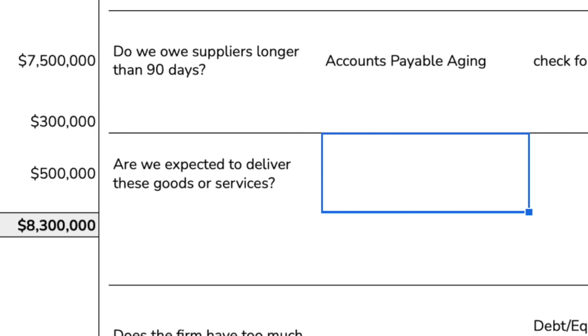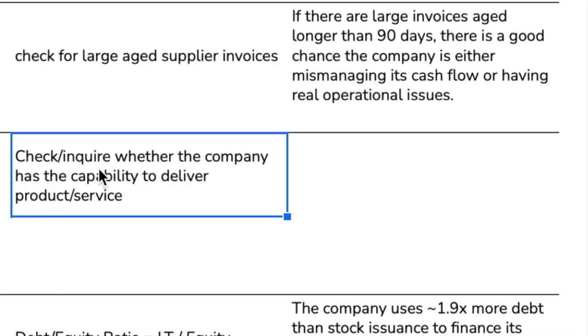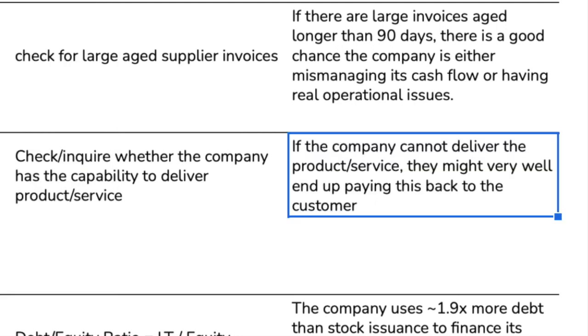And the support I'm going to be asking for is as follows. I'm going to ask to see a breakdown by customer and by product of this balance, right? So I want to make sure that I can deliver on these products. And the way it's going to be is that when I look at it, I'm going to check and inquire with management whether the company has the capability to deliver a product or service that is listed on this balance here, $500,000. And as a conclusion to my question and analysis, if the company cannot deliver the product or service, there might be a chance that we're going to end up paying this back to the customer if we are indeed unable to deliver the good or the service.